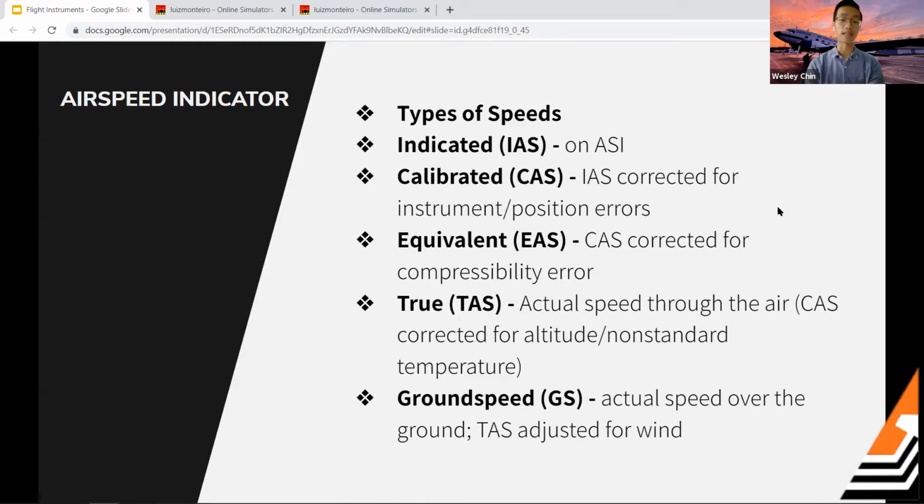And then finally, ground speed. This is actual speed of the aircraft over the ground. So in other words, true airspeed adjusted for any wind conditions, right? If you got a headwind or tailwind, your ground speed will be a little slower or faster, as we've seen.